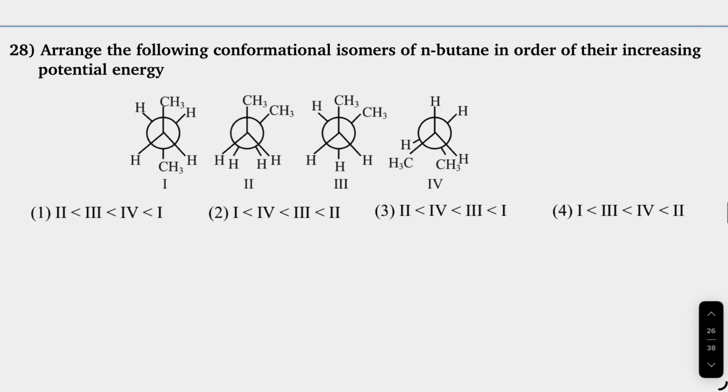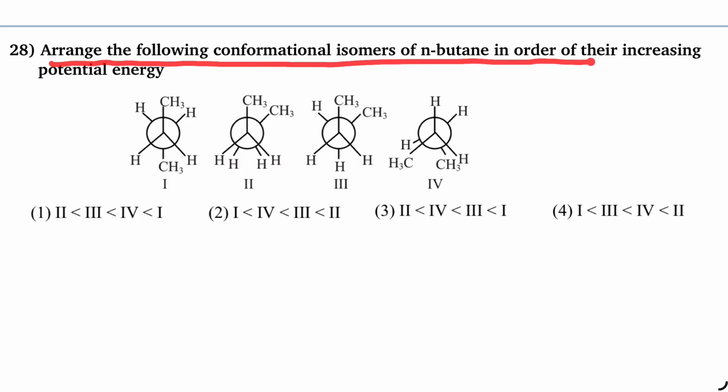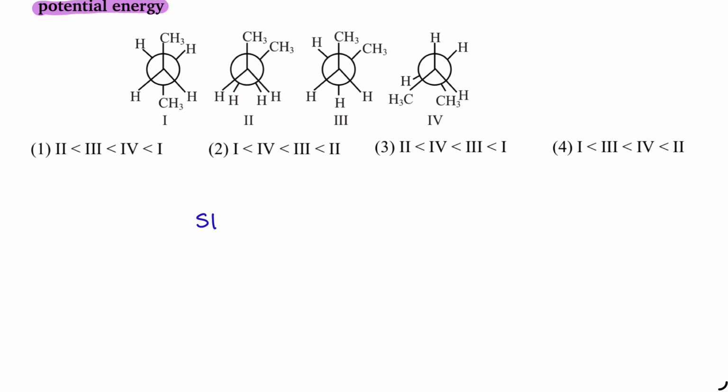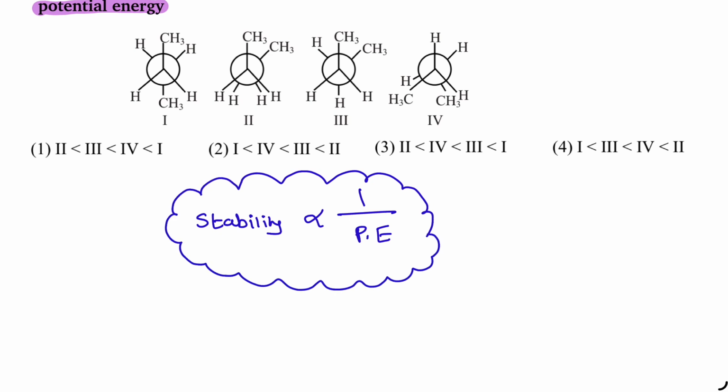And in the next question, arrange the following conformational isomers of n-butane in order of their increasing potential energy. It is not about stability, point number 1. It is not decreasing order, it is increasing order. So here you have one important relation, that is stability of a system is inversely related to potential energy. But here first you compare the stabilities, then you take the reverse relation.